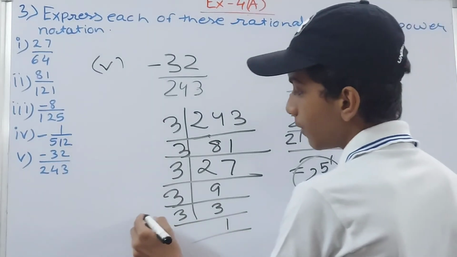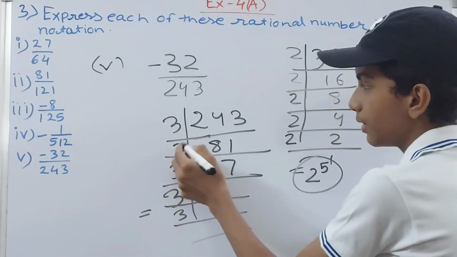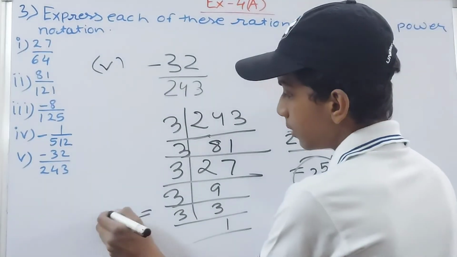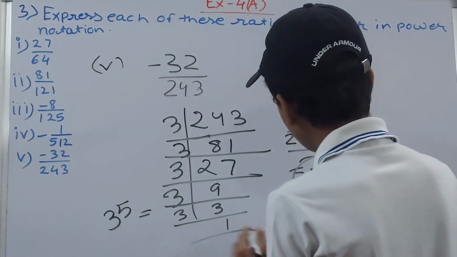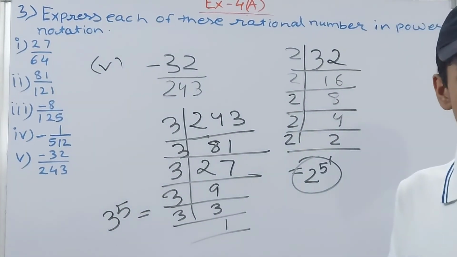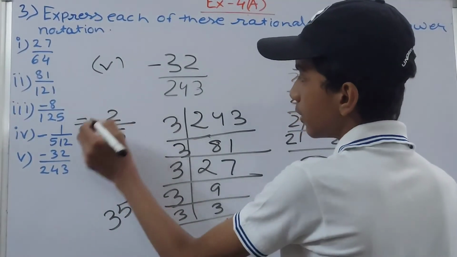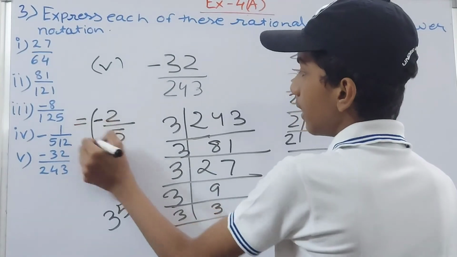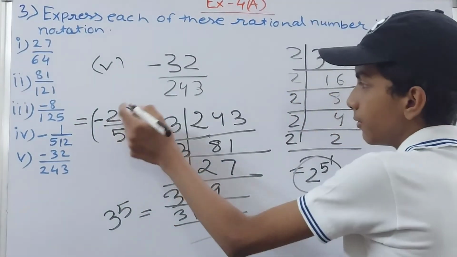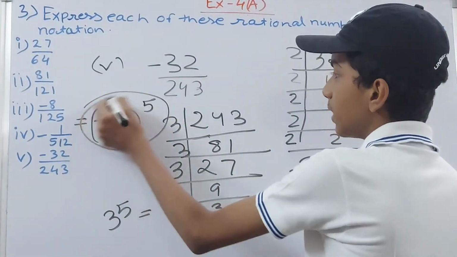So what will we get here? How many times? 3, 3, 3, 5 times. So 3 to the power 5, and here we got 2 to the power 5. So the powers are the same, we can write them as minus 2 upon 3, to the power 5. So this becomes our answer.